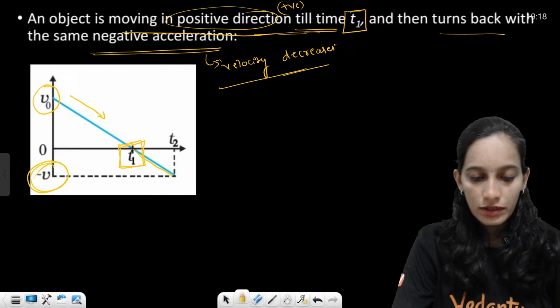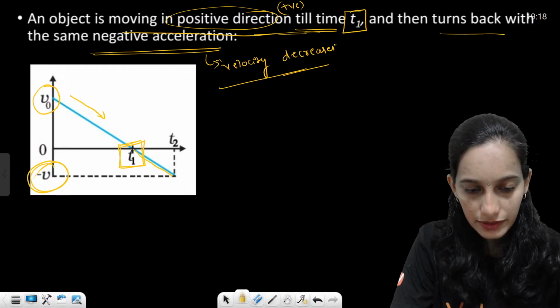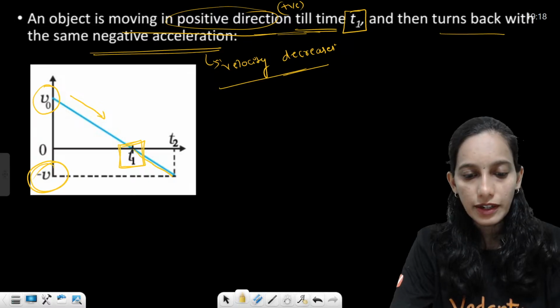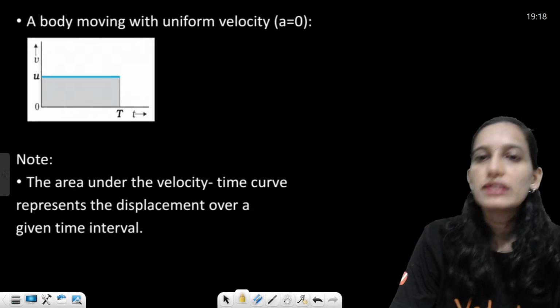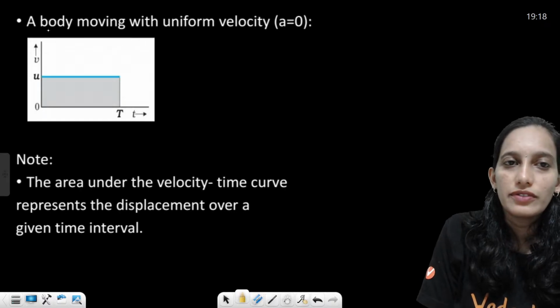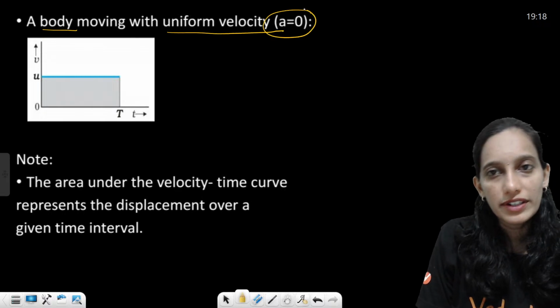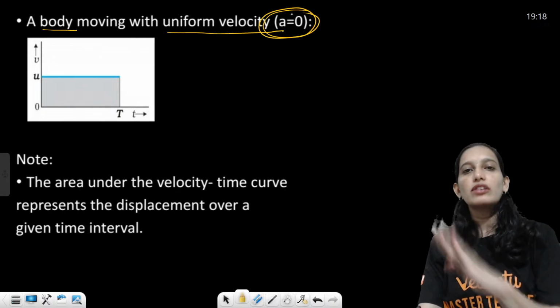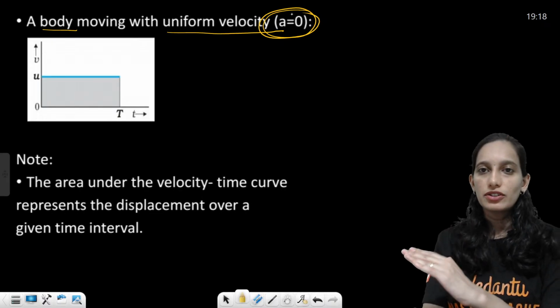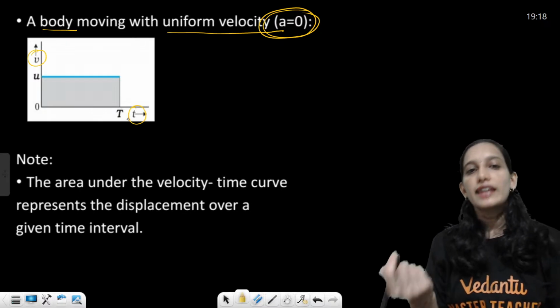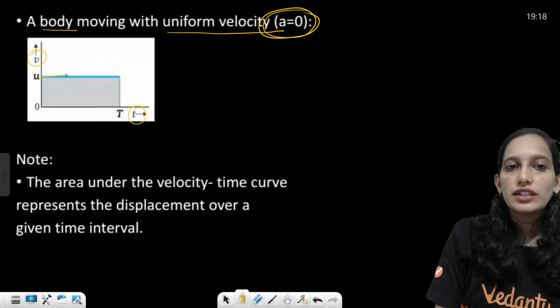Okay, so going ahead, there's another simple graph. This is actually a very simple case. A body moving with uniform velocity. Uniform velocity, I have already said, means constant velocity. Then acceleration is 0. So in this case, if you draw the v-t graph, the velocity with time graph, then velocity must be constant, it should be constant.